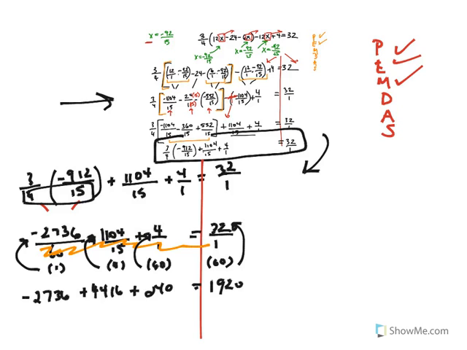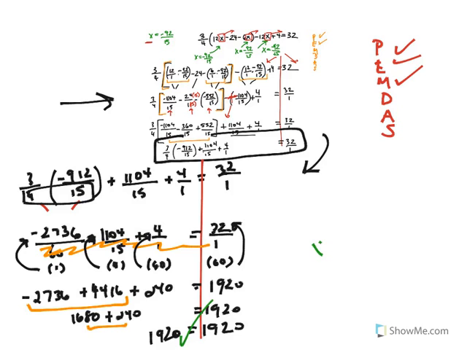I follow PEMDAS. I do this one first, and I get negative 2,736 plus 4,416. And I get 1680 here plus 240 equals 1920. I add these two together, and I get 1920 equals 1920. x equals negative 92 over 15 is the answer, and we have proven it.